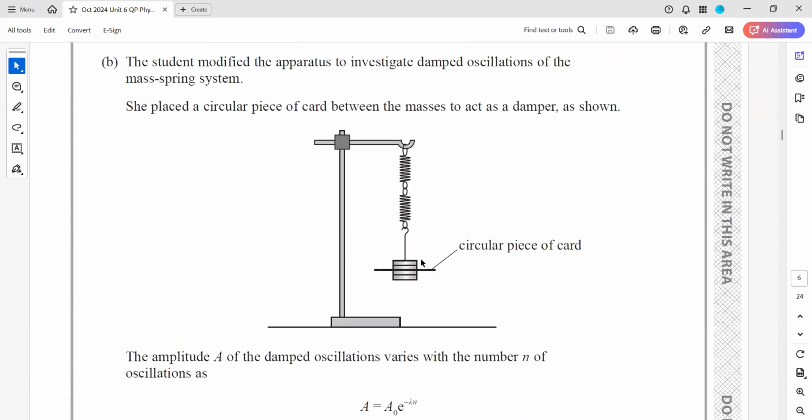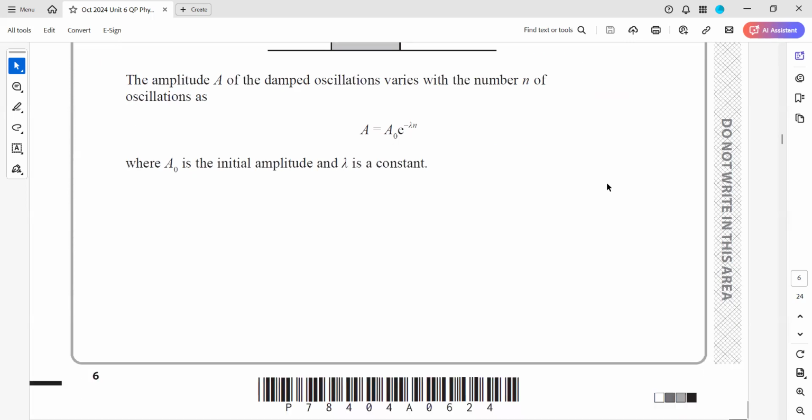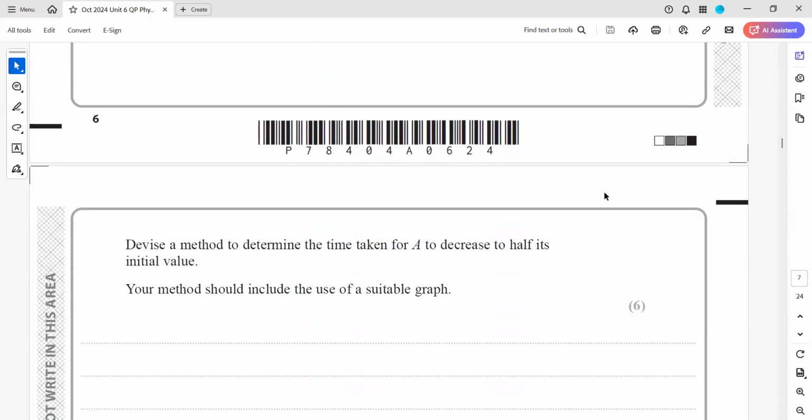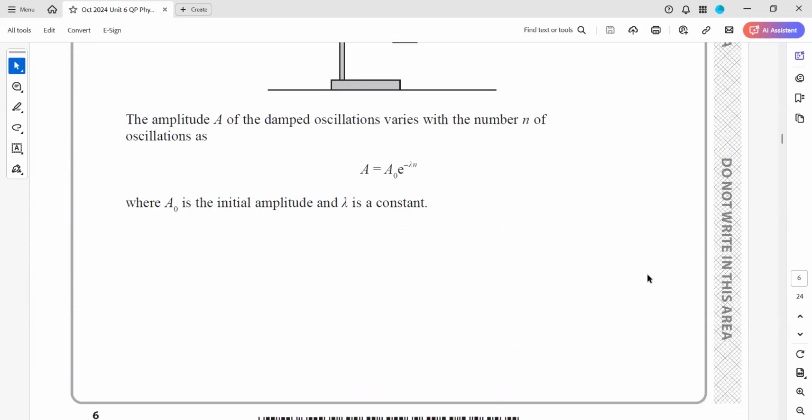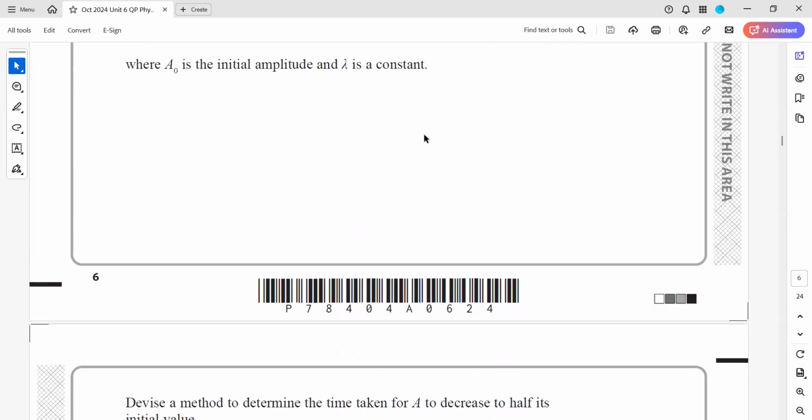Then a student modifies the apparatus to investigate the damped oscillation of a mass spring system. She places a circular piece of card between the masses to act as a damper as shown. Devise a method to determine the number of oscillations for the amplitude A to decrease to half of its value. Your method should include a suitable graph. So we have A equals A naught e to the power minus lambda n, where n is the number of oscillations and lambda is a constant.